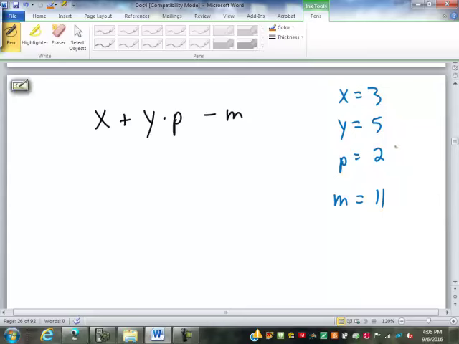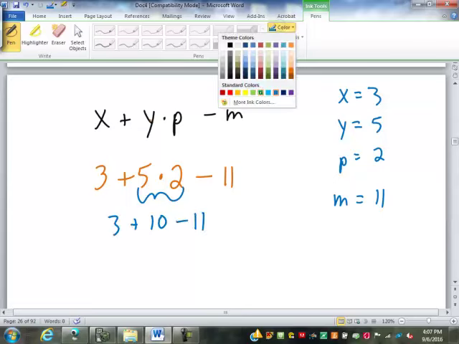So the first step is I'm going to replace each letter, each variable, with its value. So what goes in for x? 3. So it becomes, instead of x plus y, it becomes 3 plus, what's y? 5, perfect. And then times 2 minus 11, good. And now that we've replaced the variables with numbers, it's all order of operations. What has to happen first? Multiplication. 5 times 2 makes 10.